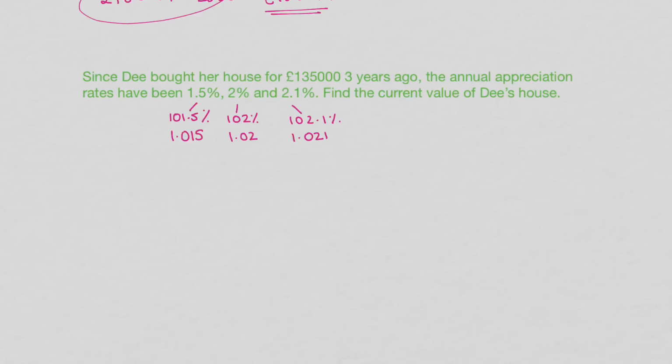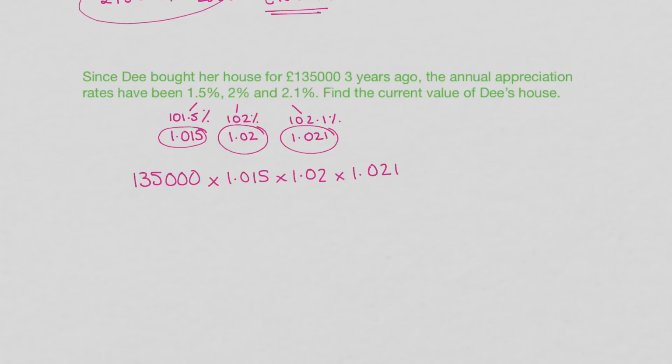So this time, instead of increasing by the same percentage over and over, we're increasing by 3 different percentages, but we still do it the same way. We start off with our original value, and then after 1 year, that would give us the value. After the second year, we'd multiply by 1.02, and after the third year, we'd be multiplying by 1.021. We can work these out separately.